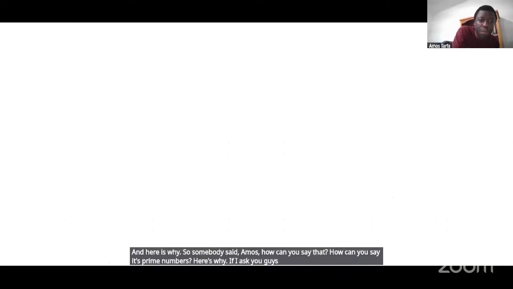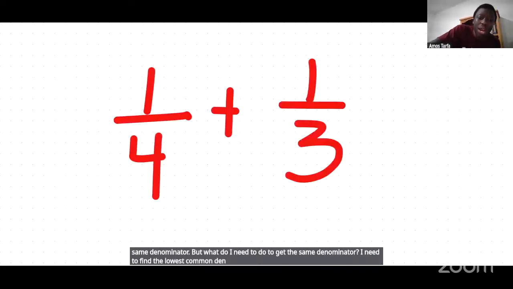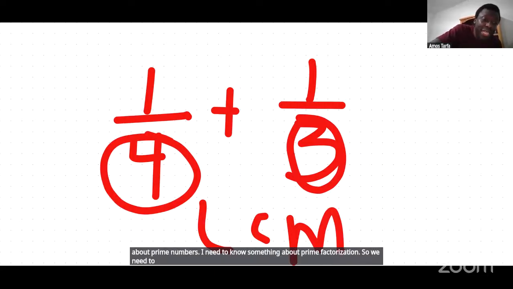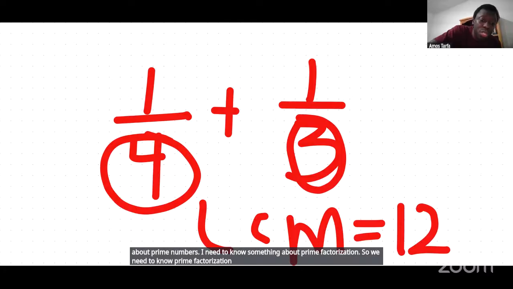Here's why. If I ask you guys 1/4 + 1/3, we can't add them. We say we can't add them. Why? Because they don't have the same denominator. But what do I need to do to get the same denominator? I need to find the lowest common denominator. But what is the lowest common denominator in this case? Okay, we say it's 12. But here's the reality. In order to understand lowest common denominator, I need to know something about prime numbers. I need to know something about prime factorization. So we need to know prime factorization before we do this topic.